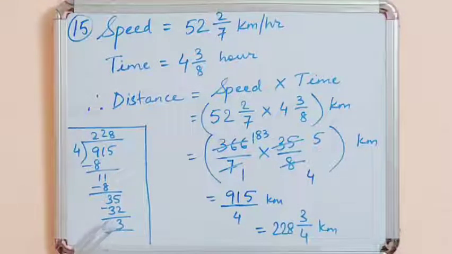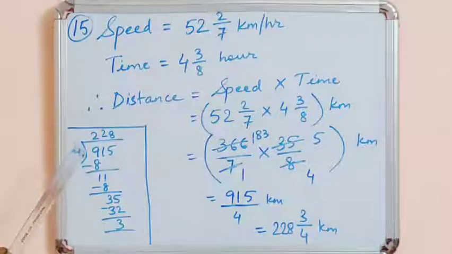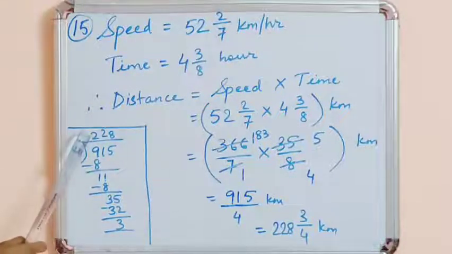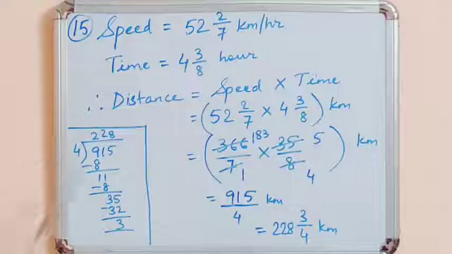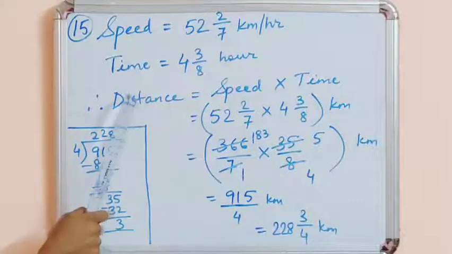So 3 is the remainder here and 228 is the quotient. So our answer will be 228 3 by 4. So the answer is 228 3 by 4 kilometers because this was distance.